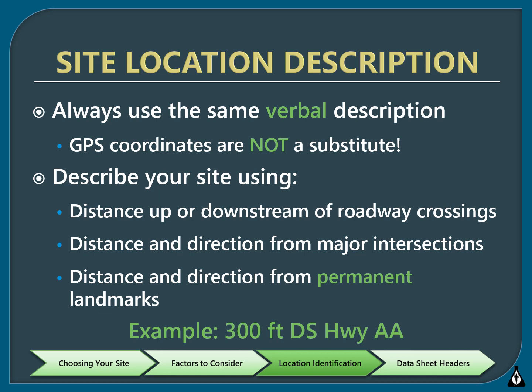A good example of a site description is provided below. You could tell they've measured the distance, and they have also provided an indicator of what direction it is compared to a permanent landmark feature. So the example here is 300 feet downstream of Highway AA.